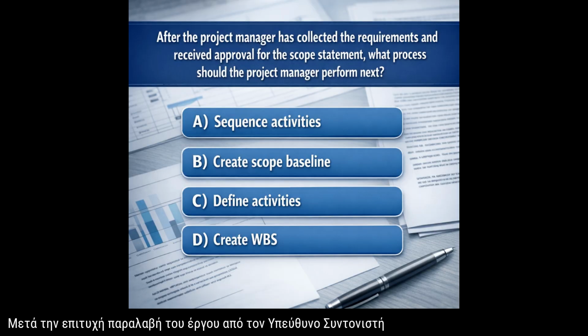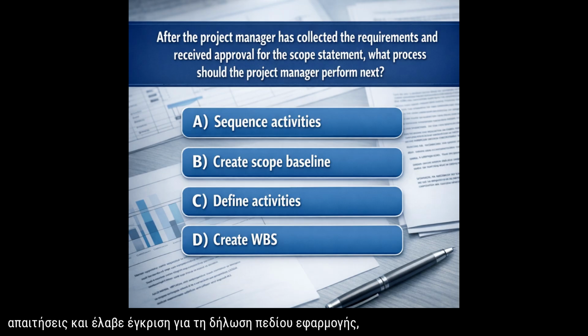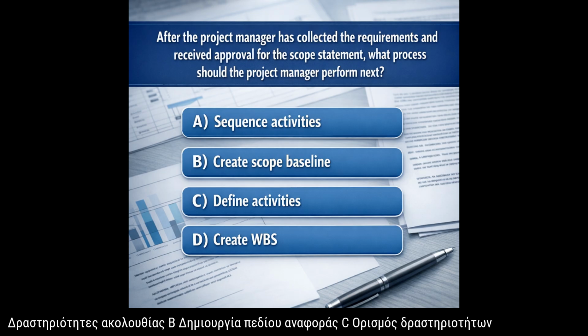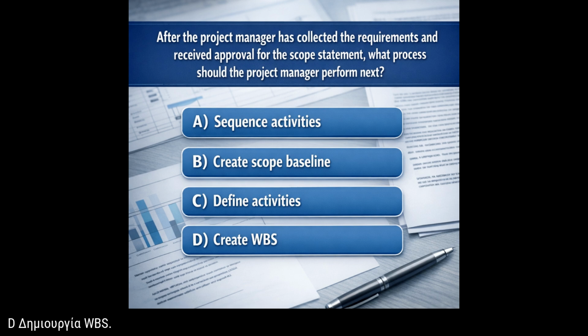After the project manager has successfully collected the project requirements and received approval for the scope statement, what process should the project manager perform next? A. Sequence activities. B. Create scope baseline. C. Define activities. D. Create WBS.